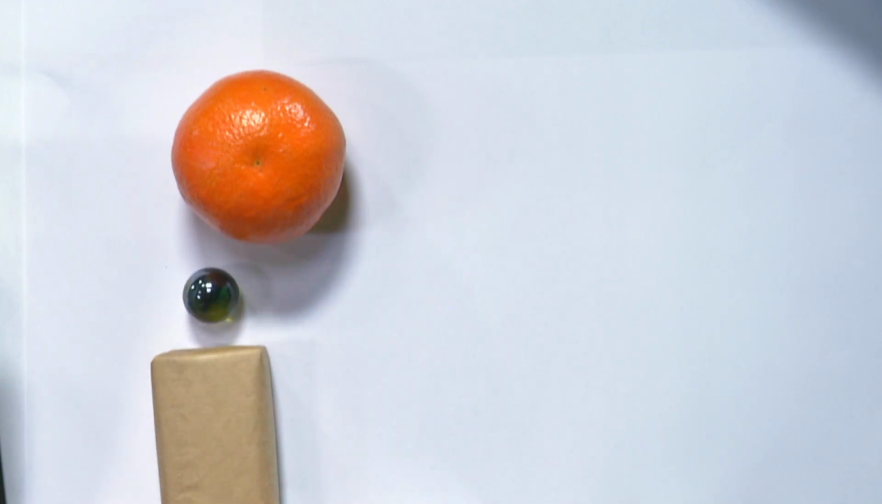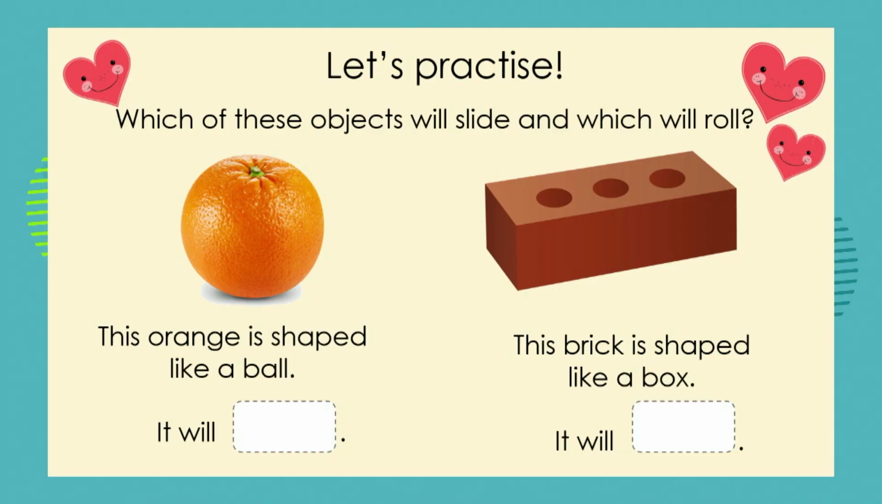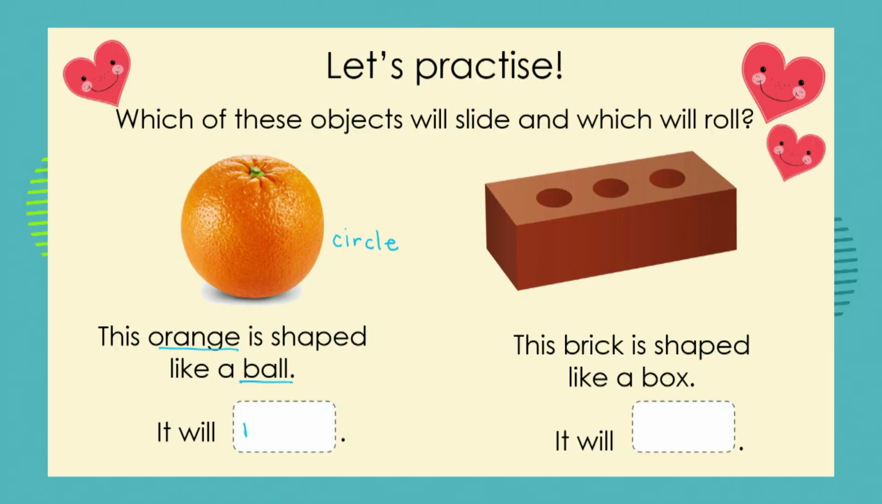So now that you have seen our everyday examples, we are going to practice. Which of these objects will slide and which will roll? We have already used a nachi or an orange as an example. We can see that this orange is shaped like a ball. And we can see that if we use a shape, we would say that this looks like a circle. So is it going to roll or slide, grade ones? What do you think? Very good. It is going to roll. So let's write roll.